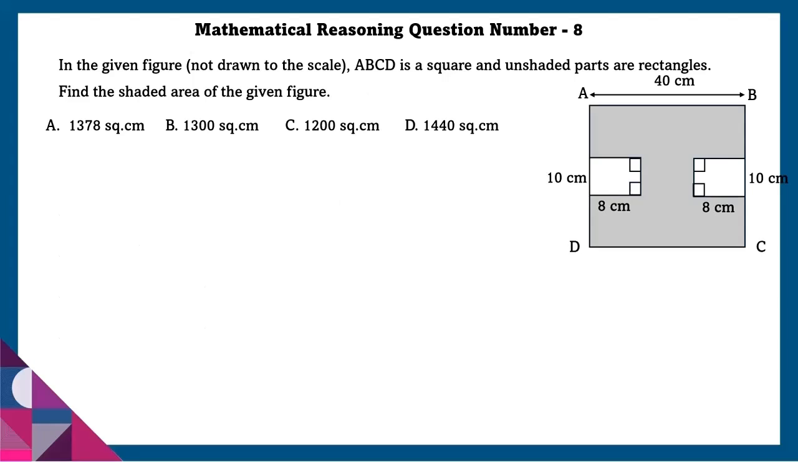Mathematical reasoning question number 8. In the given figure not drawn to scale, ABCD is a square and unshaded parts are the rectangles. Find the shaded area of the given figure.